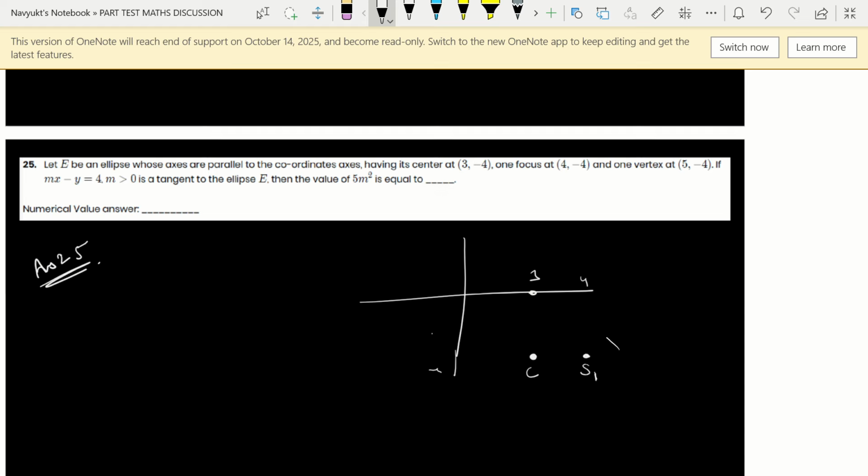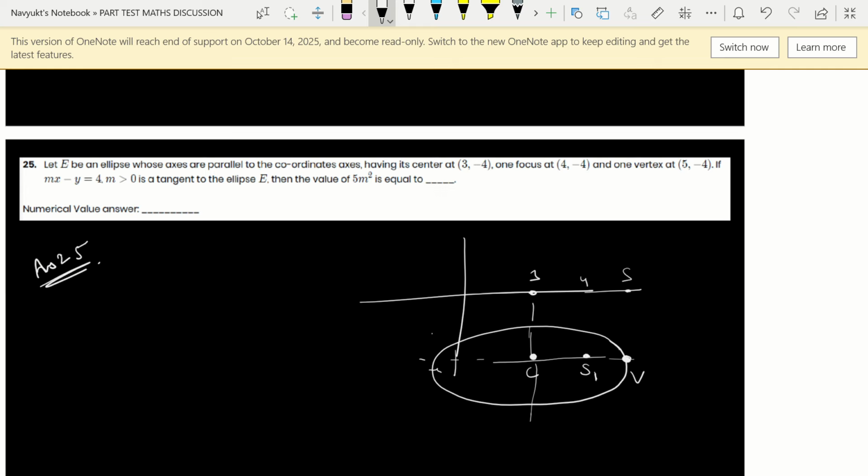So this is a horizontal ellipse because on the right side of the center we have the focus. It will look something like this, because they have told the axes are parallel to the coordinate axes. Fine. Now one vertex they have also given: (5, -4). So this is the vertex. Clear? We have the vertex, focus and center here.